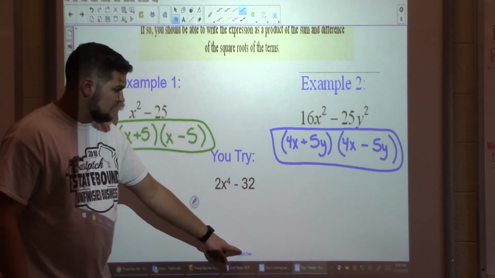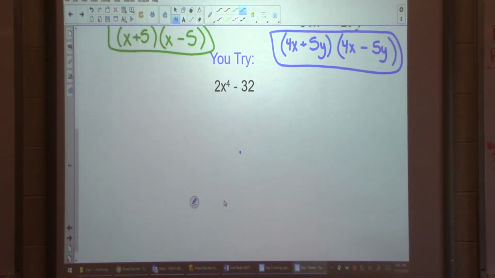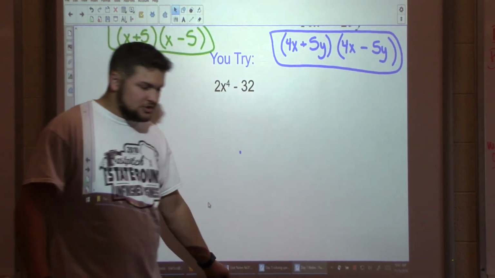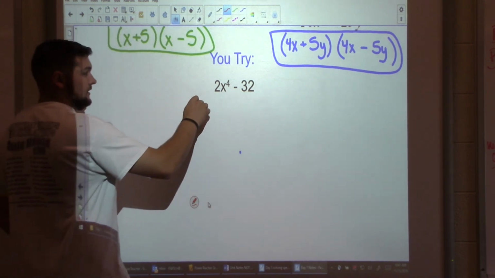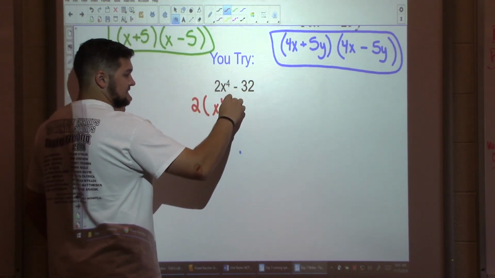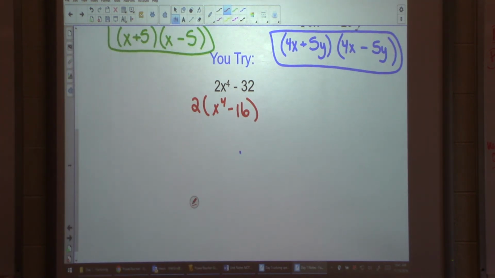Alright. Like I said, the next one says you try, but let's try it together. It is kind of a tricky problem. What should be the first thing I ask myself? Greatest common factor. Do I have a greatest common factor I can take out? 2. So let's do that. 2 times x to the 4th minus 16. Alright, took out a 2. Well, now what should I do?